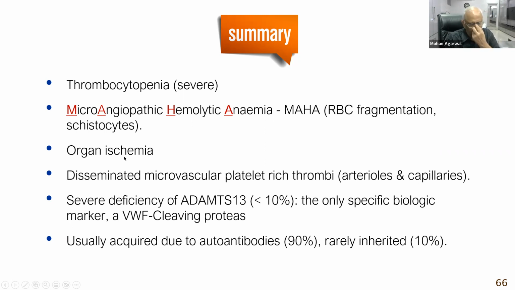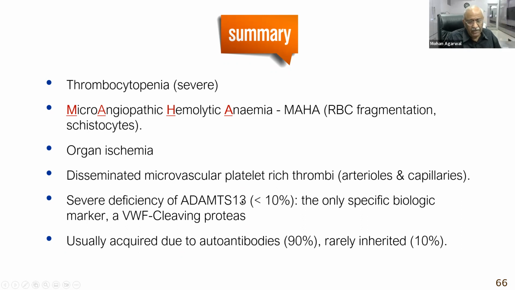Patient usually comes to you for organ ischemia, producing symptoms in the brain, heart, GI tract, or kidney. If you do a biopsy, Moschcowitz had done lip biopsy to show this. Nowadays, we don't do biopsy. These thrombi are made up of only platelet and von Willebrand factor, not fibrinogen, not red cells. And they are present in the arterioles and capillaries, not in, say, middle cerebral artery and all that.